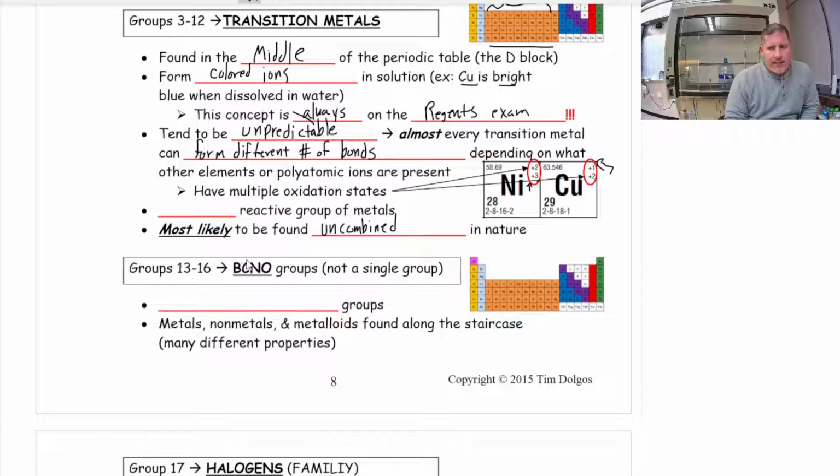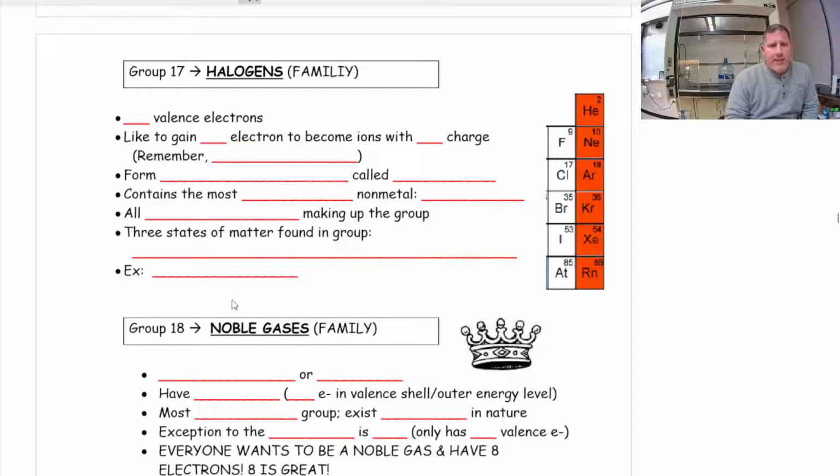The second to last group is the BCNO group. So we're looking at boron, carbon, nitrogen, and oxygen. It's not a single group, but they have some interesting things going on in it. This is sort of a miscellaneous group. It's full of metals, nonmetals, and metalloids. It's found along the staircase. You'll see that metal line that goes across here. That's the staircase.